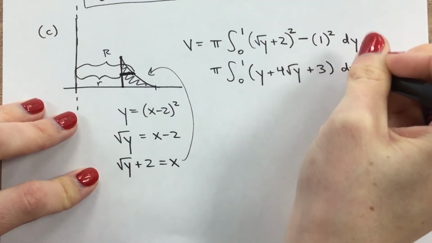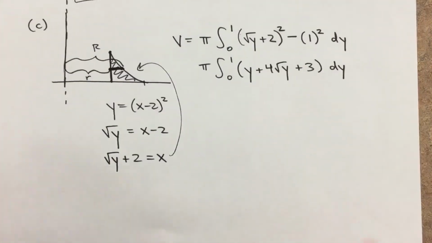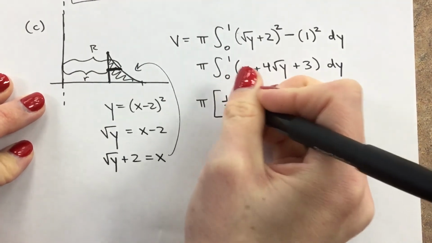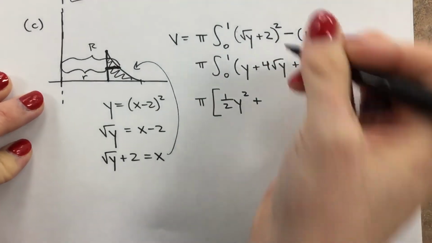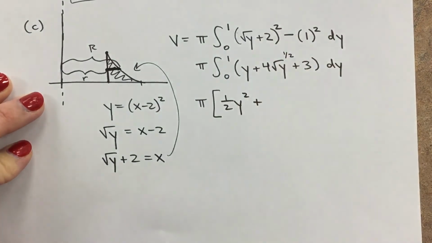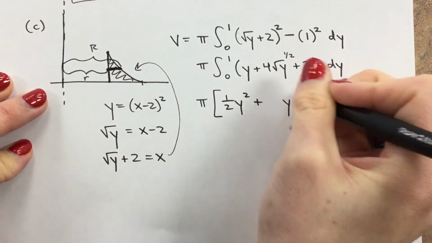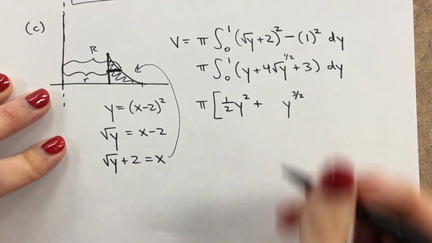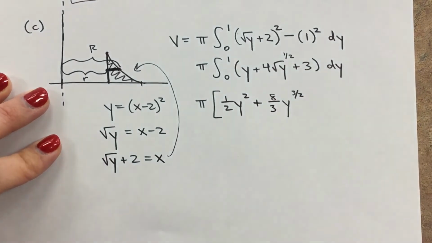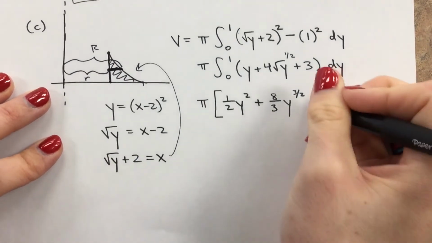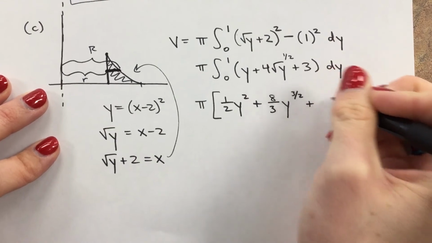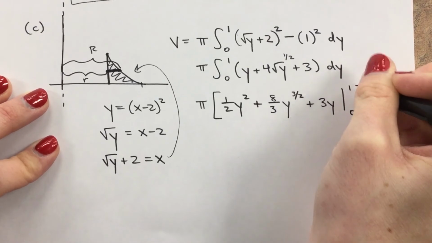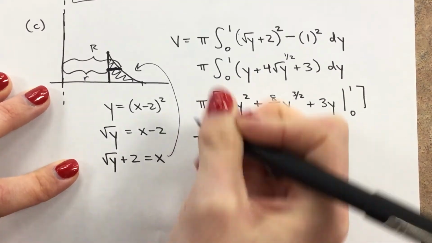So this is the expression that we're integrating, and we can integrate it by hand, just a little bit of practice. So the pi's out front. Antiderivative of y would be 1/2 y squared. Plus, now this, remember, is like y to the 1/2 power. So the power pops up to a 3/2. And then we divide by 3/2, which means multiplying by 2/3. And there was already a 4 there, so we have 8/3. Plus, and then the antiderivative of 3 would be 3y. We integrate that from 0 to 1. And then we multiply the whole thing by pi.